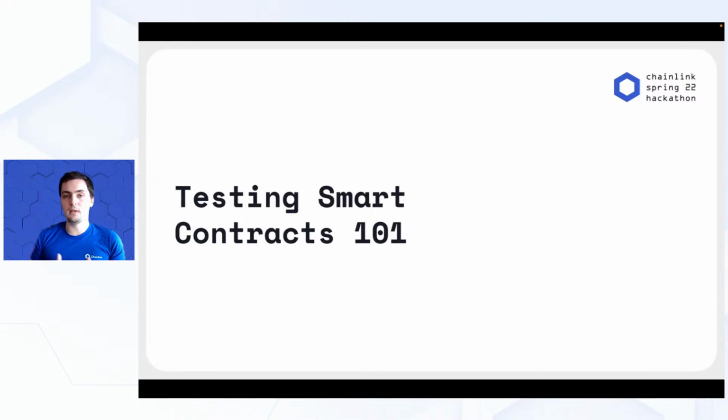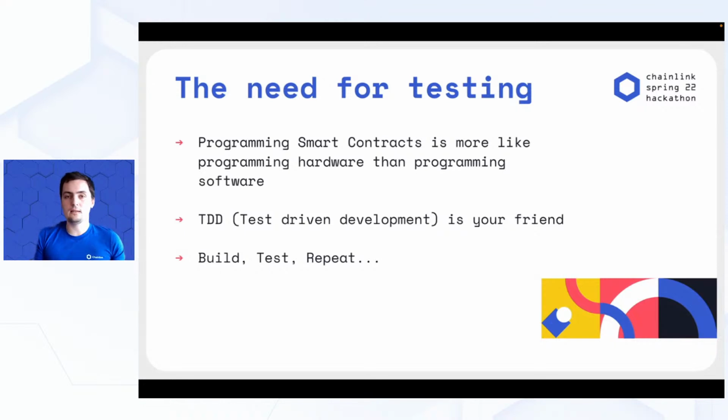So first, let's start with some basics. Why do we need testing in the first place? The reason is that programming smart contracts is essentially more like programming hardware than programming software. Once you deploy your smart contract to any general purpose blockchain, because of the nature of the blockchain technology itself, that code is immutable. This means that you cannot change your smart contract, not even one simple line. You cannot modify it. You cannot patch zero-day vulnerabilities and so on.